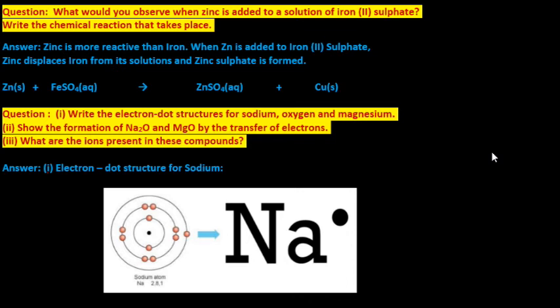Next question. Write the electron dot formula for sodium, oxygen and magnesium. Show the formation of Na2O and MgO by transfer of electrons. What are the ions present in these compounds? Electron dot formula for sodium: its electronic configuration is 2, 8, 1, which means sodium has one valence electron.